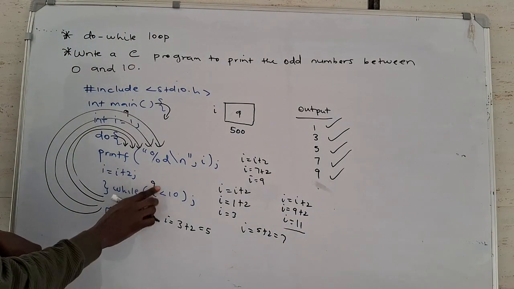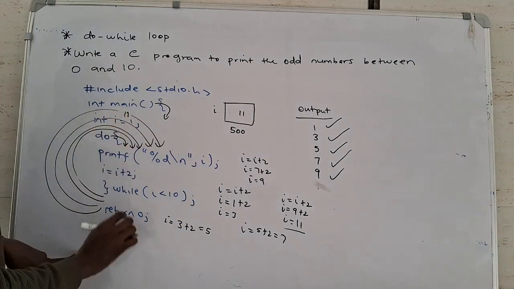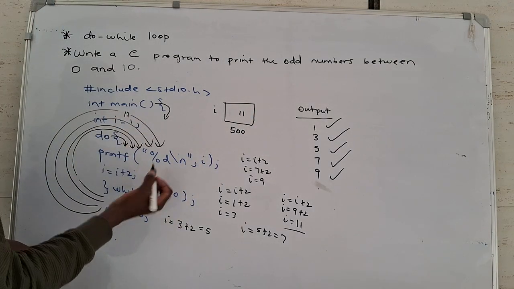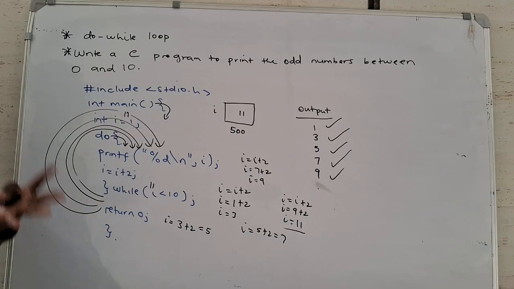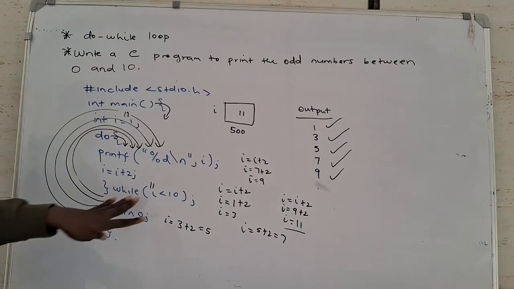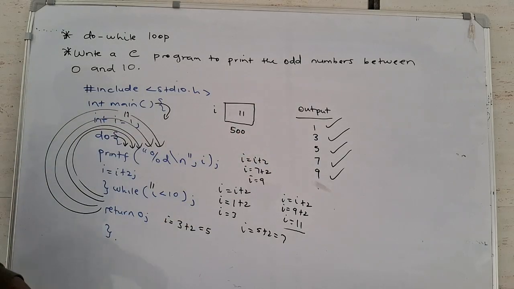Now it is going to check. Here I have 11. Now 11 is less than 10? This is false. 11 is greater than 10. If this is false, it is not going to enter again. So this is the final output.